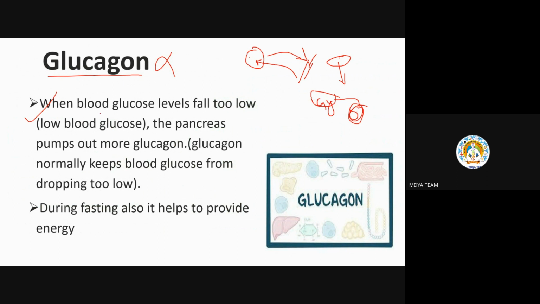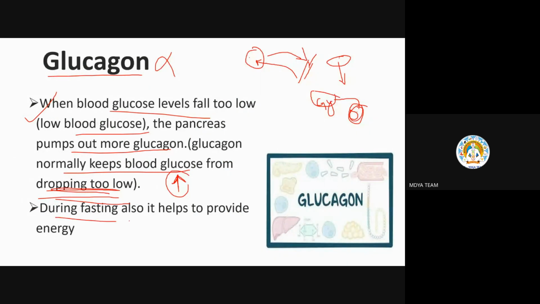When blood glucose level falls too low, as I told you, the pancreas pumps out glucagon. When there is less glucose in the bloodstream, the pancreas will release glucagon, which normally keeps your blood glucose from dropping too low. That means glucagon increases your blood sugar level or blood glucose level. Because when the blood sugar level drops too much, it increases it. Therefore its work is to increase the blood glucose level.